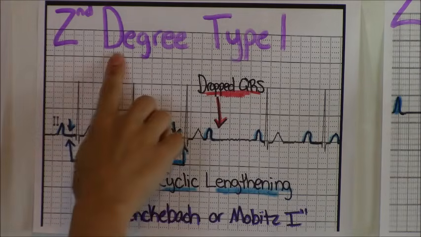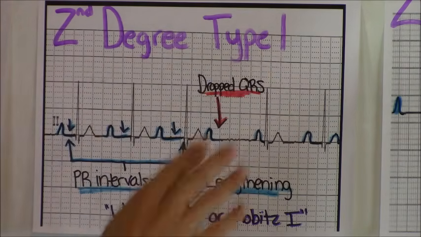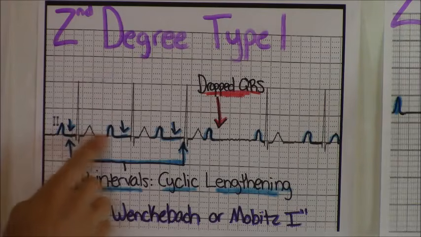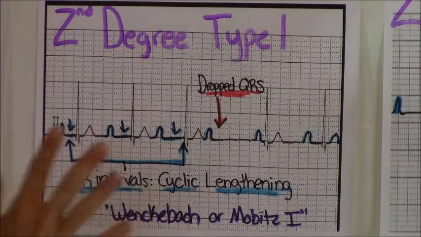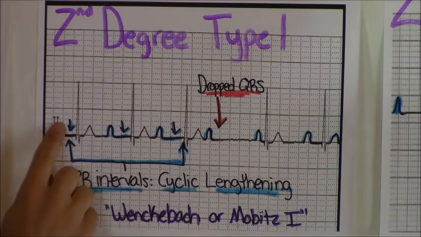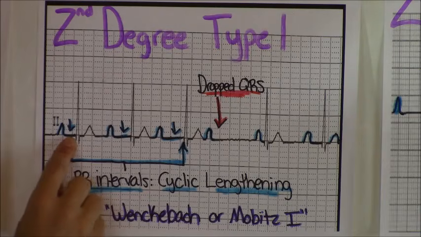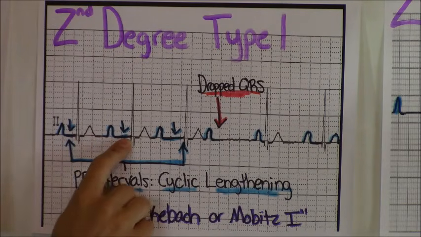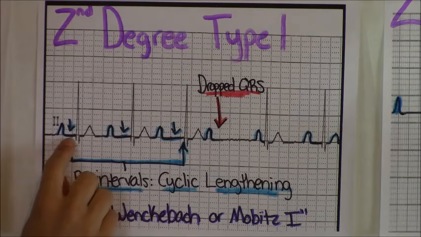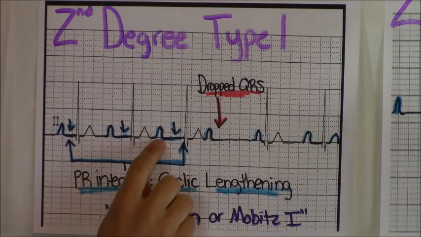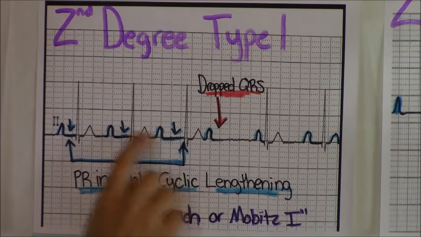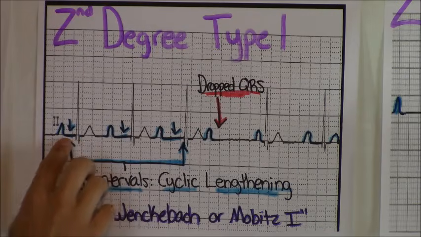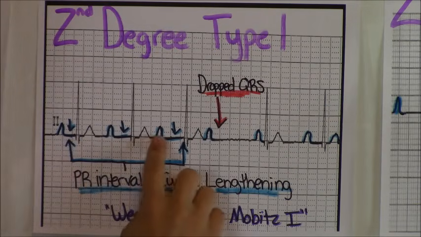Now, with second degree type 1, you have to remember these PR intervals are cyclic. What I'm talking about, look at this. Here's your PR interval. Here, see this line? And then look, you go to your next PR interval. Notice it's a little bit longer than this one. Now let's go to our third PR interval. See, it's longer than this one and this one. And notice how it's slightly getting longer and longer.